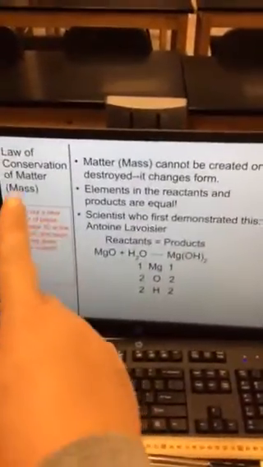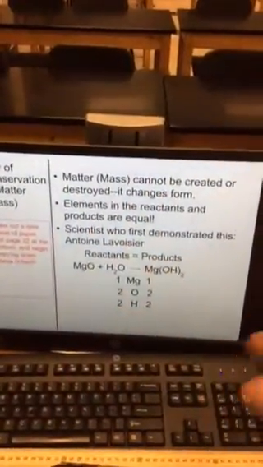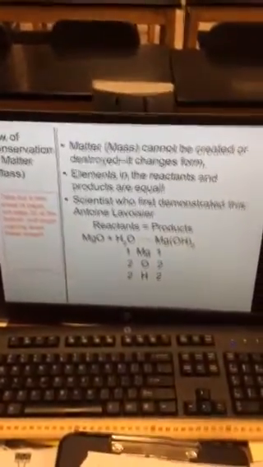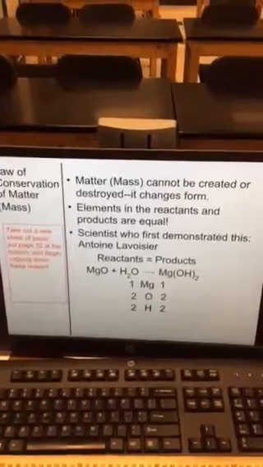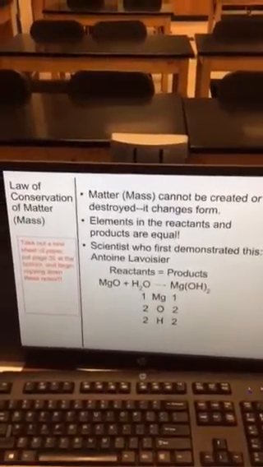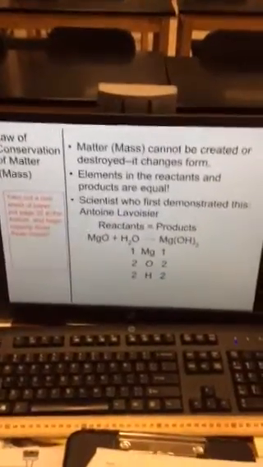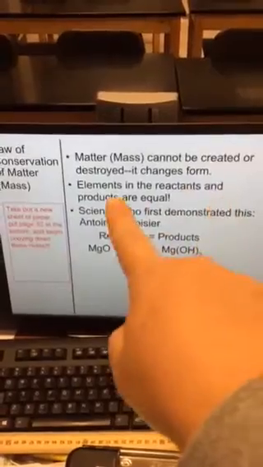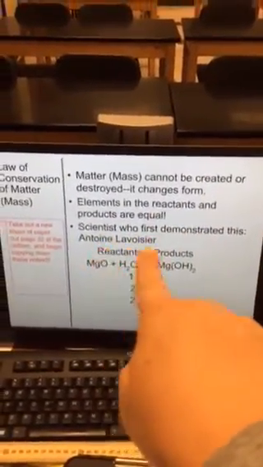All right, so the law of conservation of matter, also called the law of conservation of mass, is a science law that says that no matter can be created or destroyed, it changes form. So that means like water, when you boil water, it evaporates, but it's not really gone, it just changed into a gas. Elements in the reactants and the products are equal. And the scientist who first demonstrated this was Antoine Lavoisier.